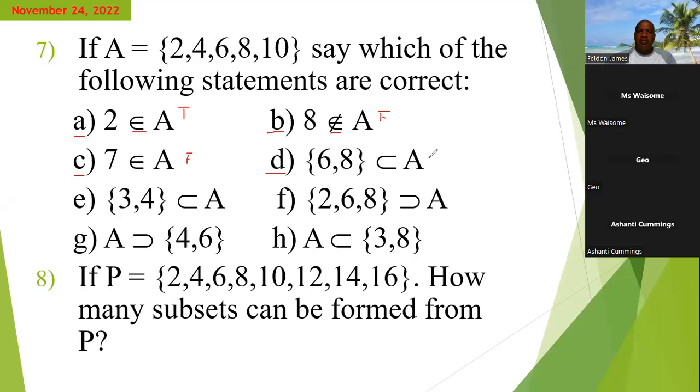Yes, it is true, sir. It's a subset of A. What about E? False. What about F? False, sir. Who just said that? Was that you, Miss McIntosh? Yes, sir. All right.